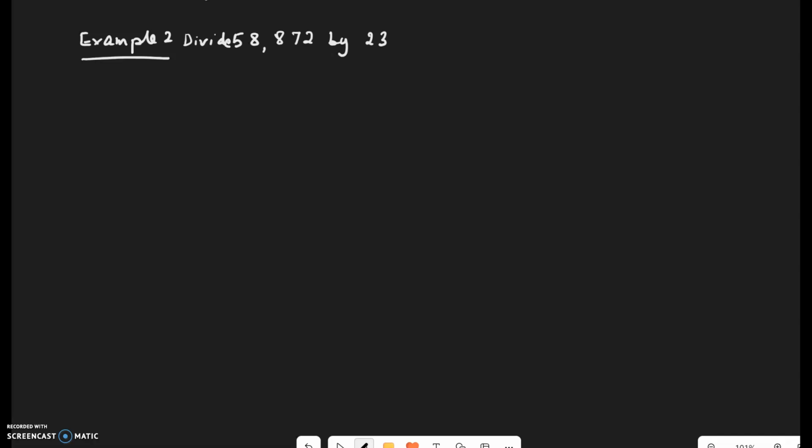Next, we're going to divide 58,872 by 23. So this is what we want to do. 58,872 divided by 23. So 23 is the divisor that sits outside, and 58,872 is the dividend.